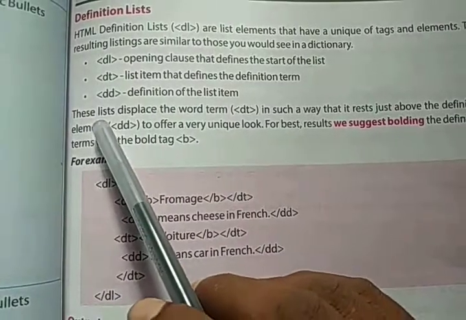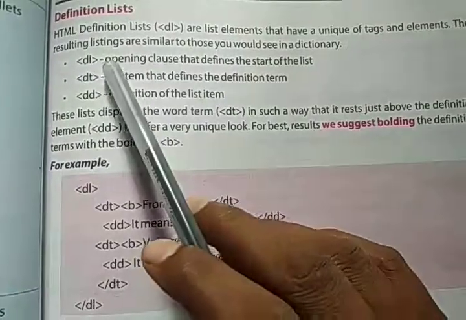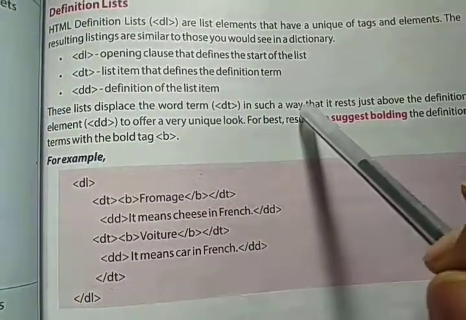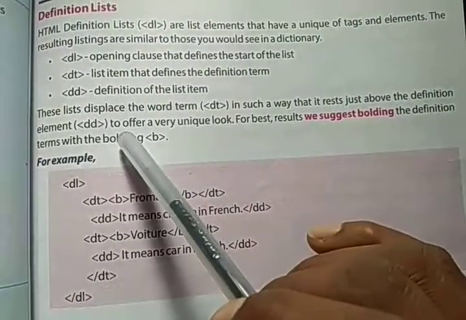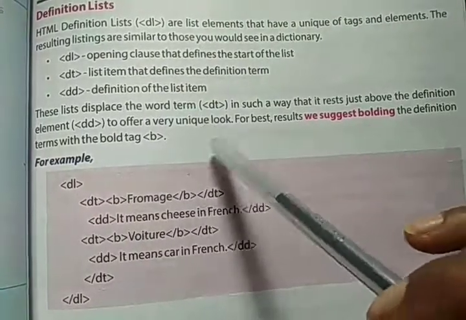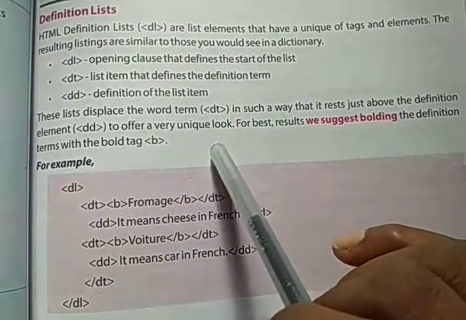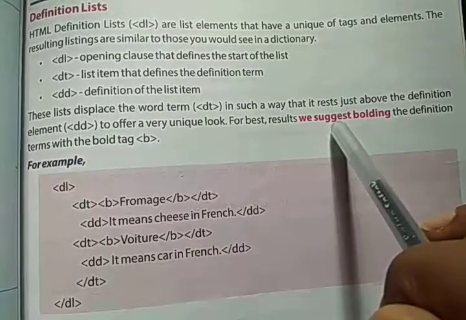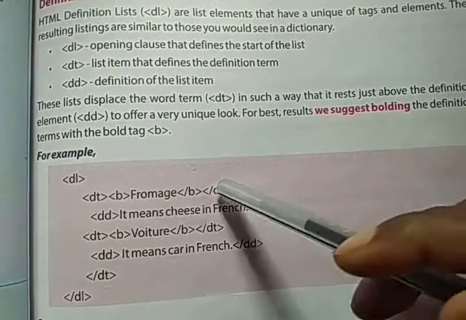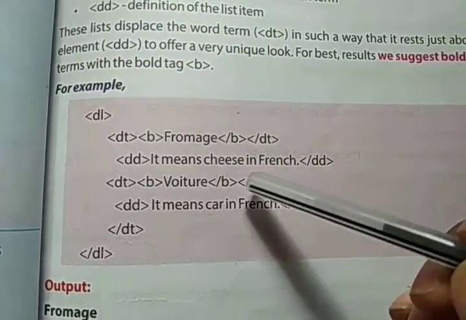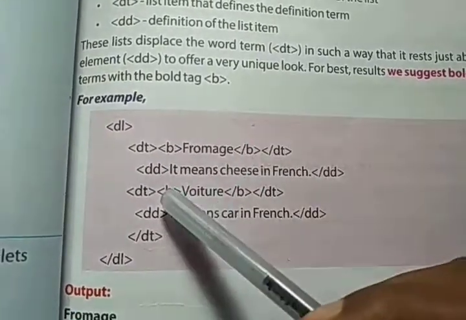Here you can see that this list displays the word term in DT. DT is placed just above the definition element DD to offer a very unique look to our document. For best results, we suggest bolding the definition terms with the bold tag. So this is the correct format to fit the definition list in your HTML document.